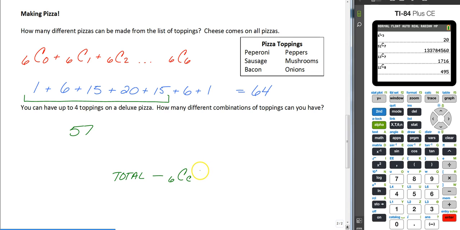Because you have up to 4 toppings, which means you can't have 6 choose 6. And you can't have 6 choose 5. So that would be our total of 64 minus 1 minus 6. That would still give you a total of 57 different options. Okay, so you really only use subtraction if it's a shortcut when you take the total and subtract just a couple of them from it. Otherwise, you would have to add them all up, and that would take you more work than just taking the total and subtracting a couple of them.